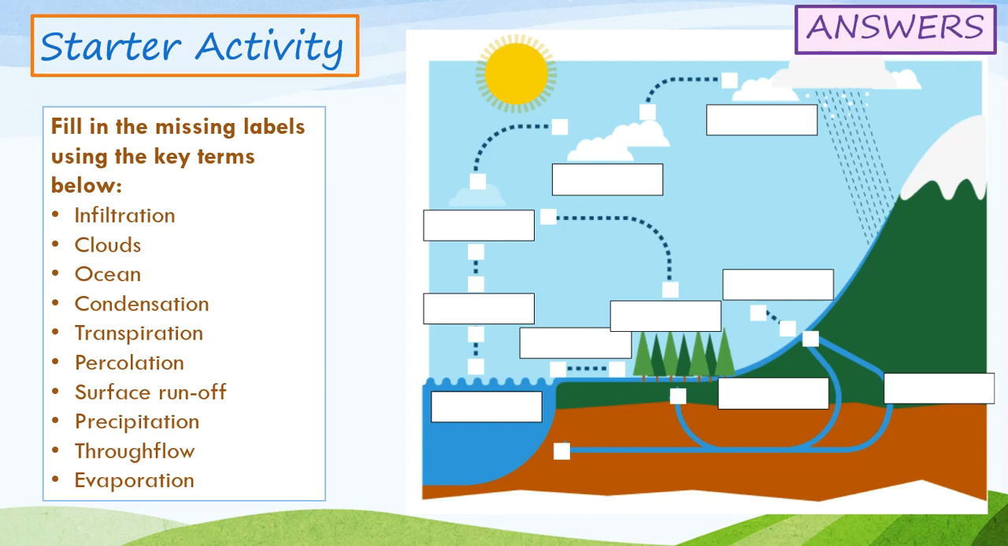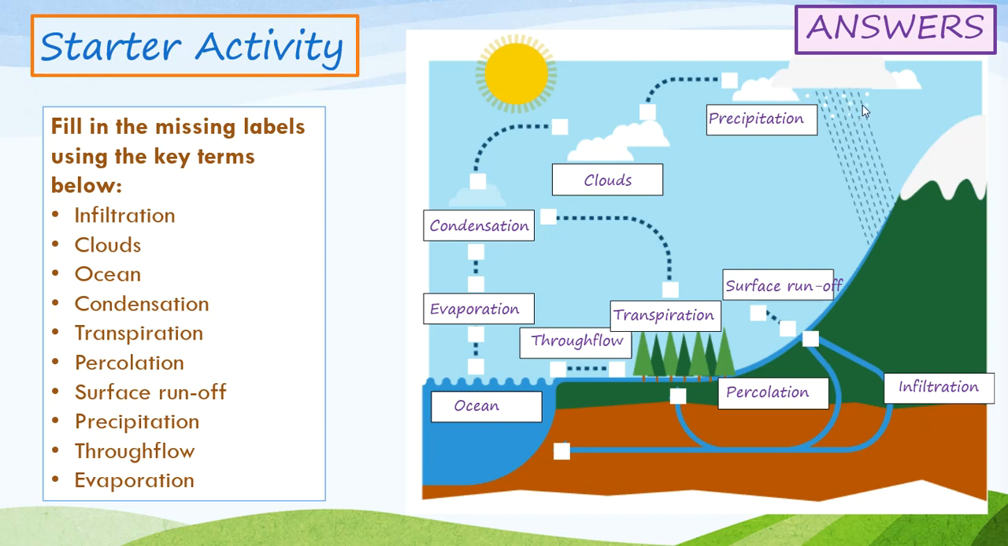Welcome back. Here are the answers to our starter activity. You can see that I've labeled all the different parts of the diagram with the correct term. So we've got the ocean, where large amounts of water evaporate through the heat from the sun, and as the warm air rises, it cools and condenses into clouds, and this leads to precipitation as the clouds get higher and higher.